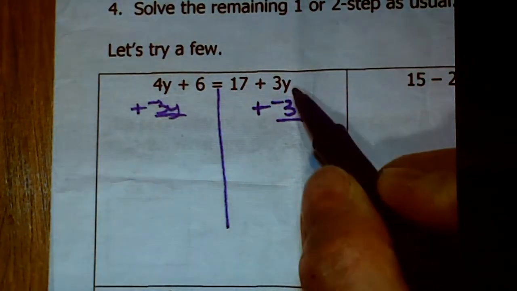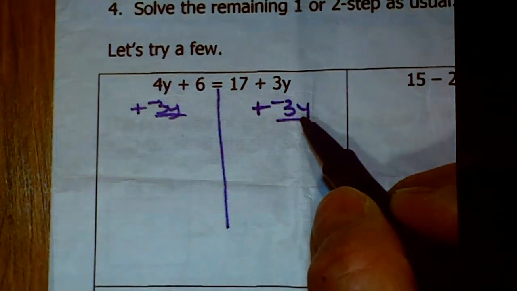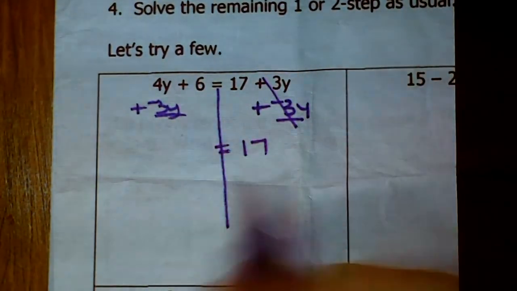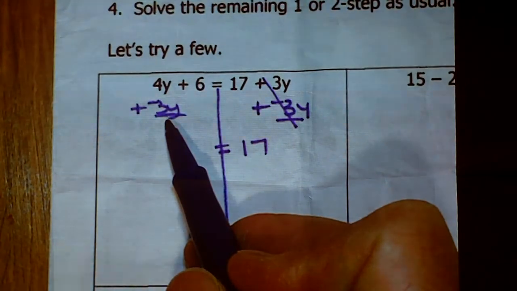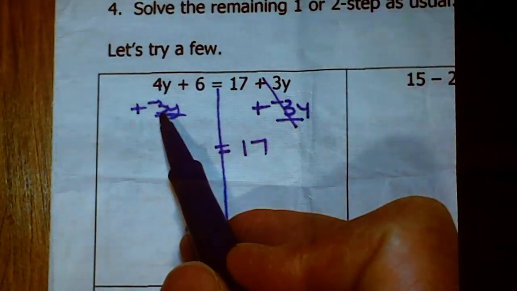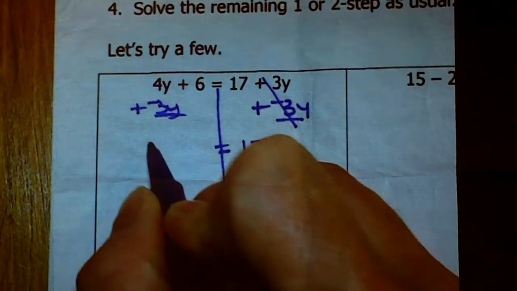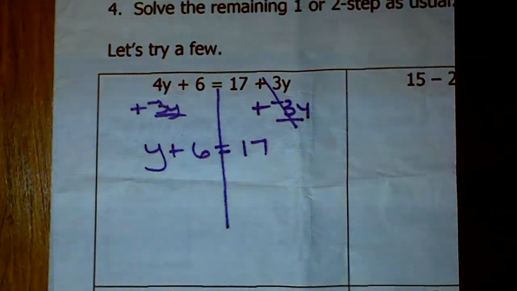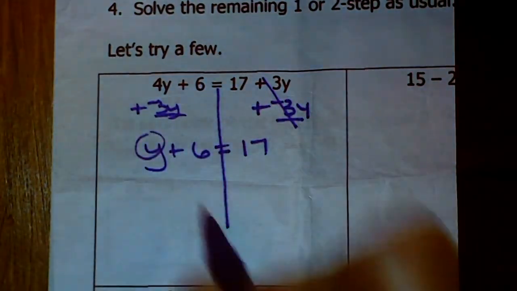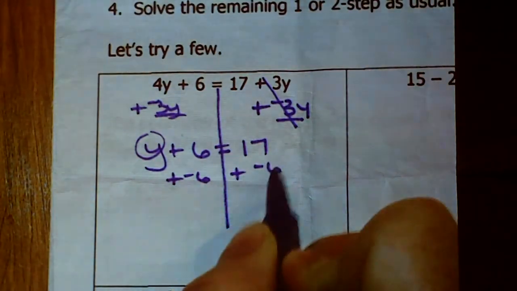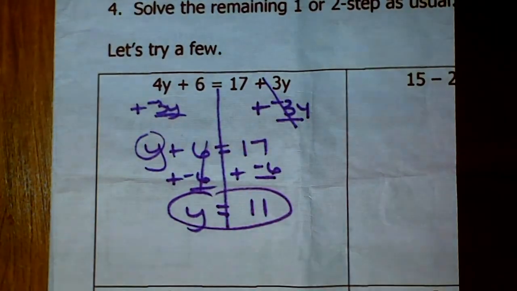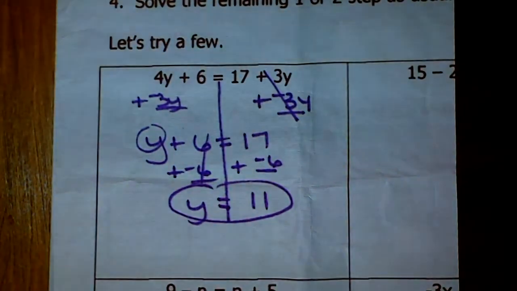So 3y plus negative 3y over here, those are like terms. The 17's not a like term, so 17's still there. 4y and negative 3y are like terms, and 4 plus negative 3 is 1. 1y is y. And I still have that plus 6 because 6 doesn't have a y after it. And now this is what I'm talking about for step 4. You're left with just a 1 step. I want y by itself, so I would add a negative 6 to each side, and I can see that y equals 11.